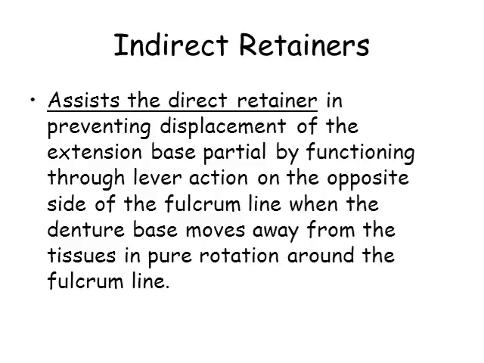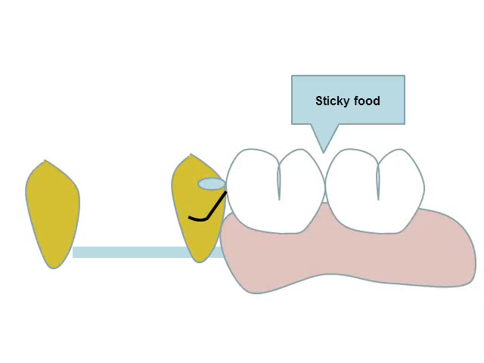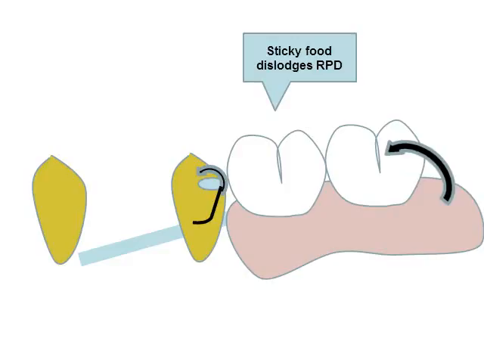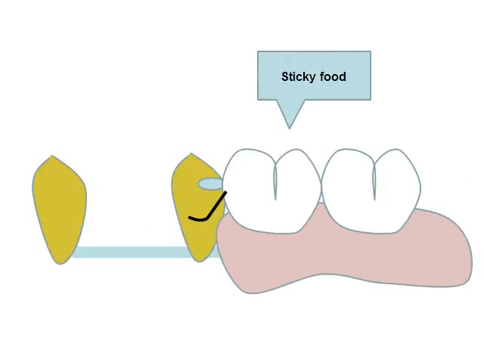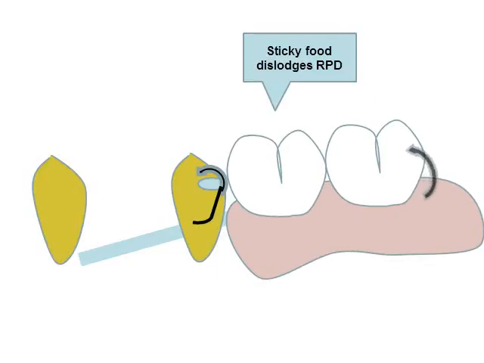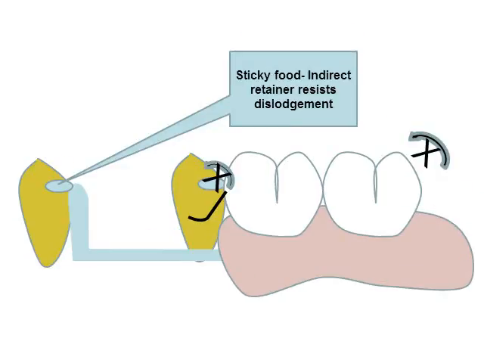The animation is intended to illustrate this. In the animation, sticky food lifts the tissue-supported extension base away from the ridge. This lifting may be limited with the use of the indirect retainer placed anterior to the fulcrum line.